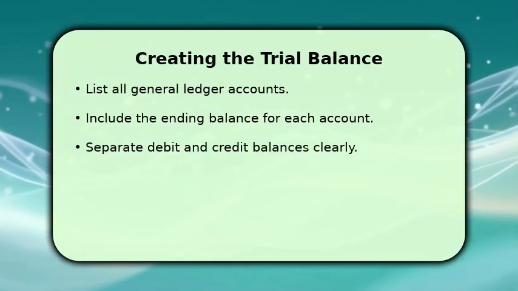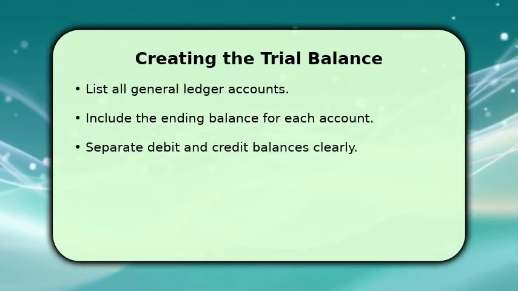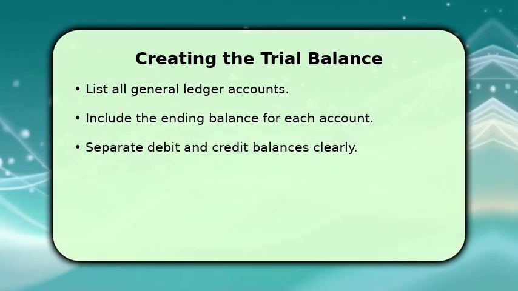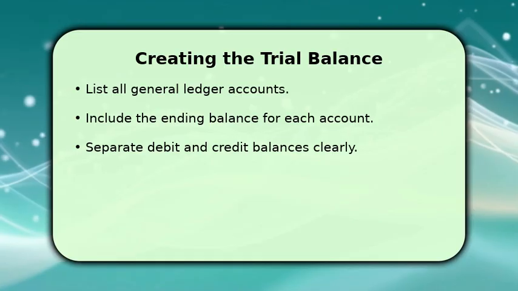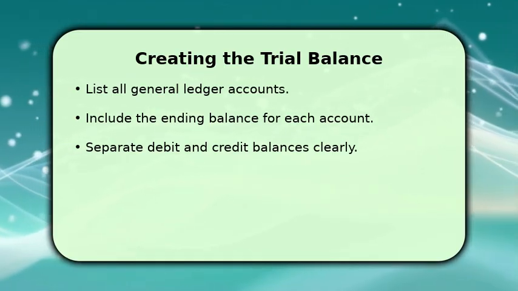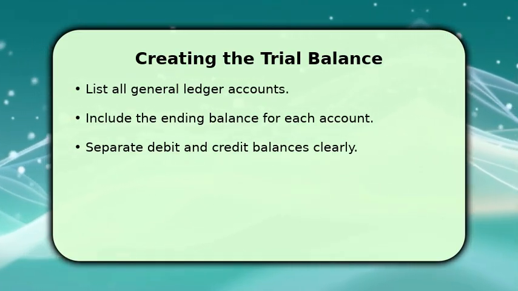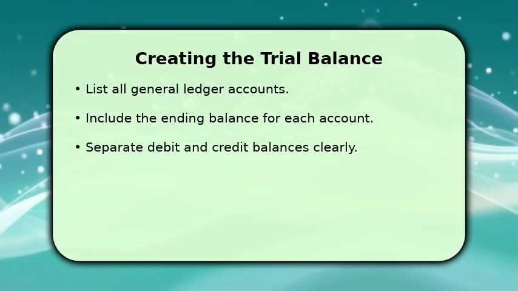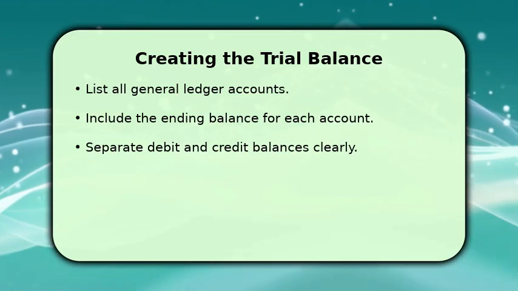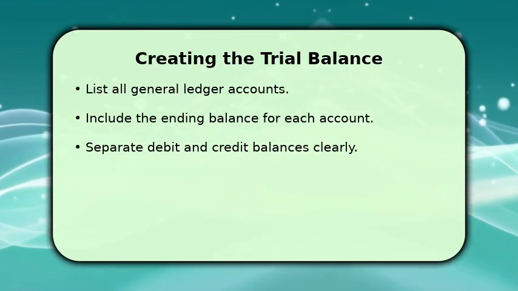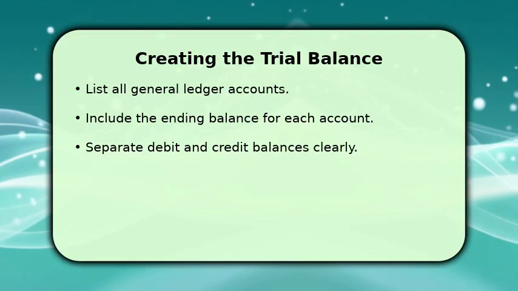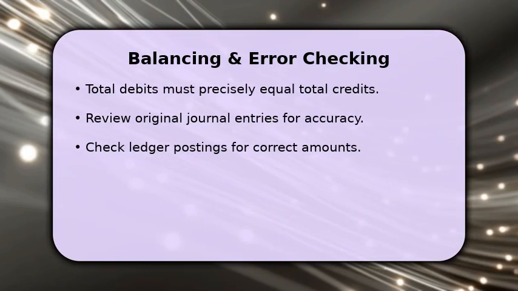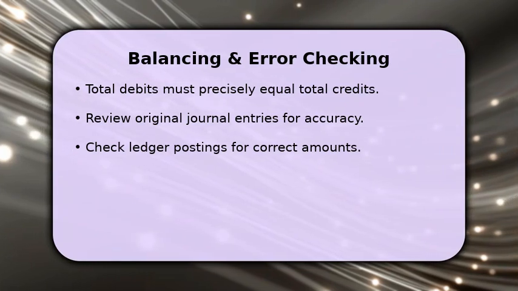Once all transactions are posted to the general ledger, the next step is to prepare the trial balance. This involves extracting the ending balance from each general ledger account. You'll then list these accounts, placing their balances in either a debit or credit column. For example, cash and accounts receivable typically have debit balances, while accounts payable and revenue usually have credit balances. This summary is crucial. The final step is to ensure your trial balance is in balance.